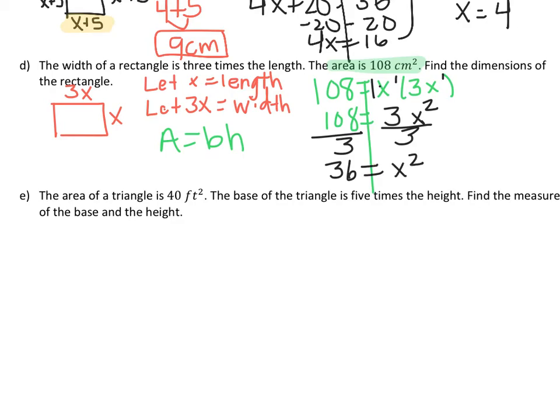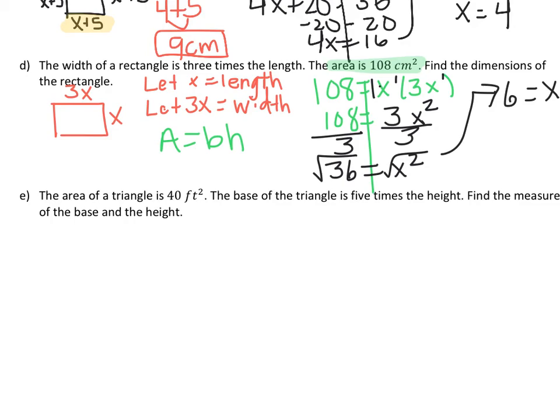To get rid of a squared variable, we have to do the inverse operation, and that means taking the square root. Because we're dealing with a distance or a length of an object, it has to be a positive answer. So we're looking for the positive root of 36. So the square root of 36 is 6. So we know that 6 equals x.